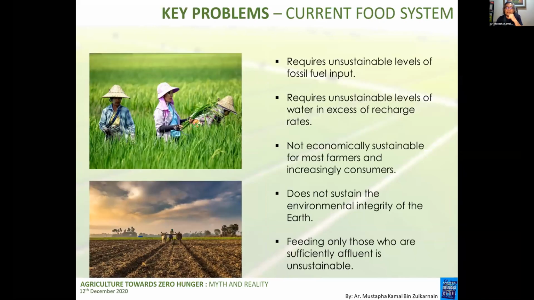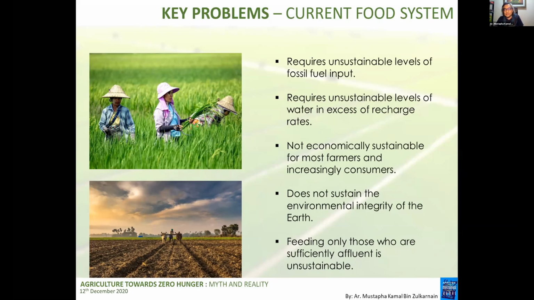And we need to understand that most of the agriculture now, when it becomes industrial, requires unsustainable levels of fossil fuel input. That means you put in all the chemicals, all your petrochemicals, to bring in from where you are to the agriculture space, and then unsustainable levels of water in excess of the recharging rate. You have some places dry, some places with too much water. Then you also have a lot of uneconomical, unsustainable farmers, in the sense that the consumers keep increasing, but the farming community keeps on decreasing. So we need to handle that as well.